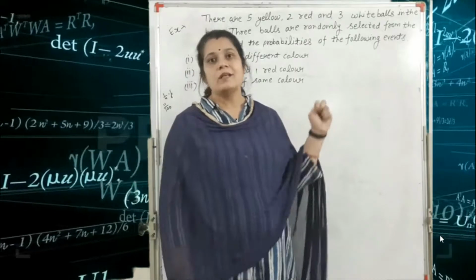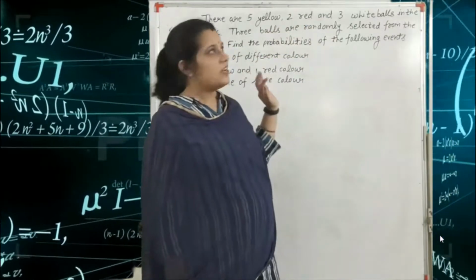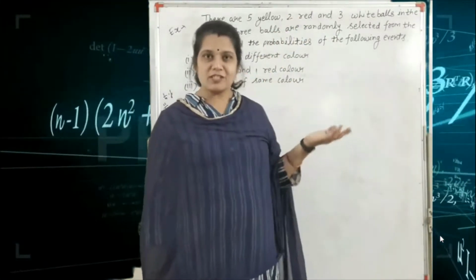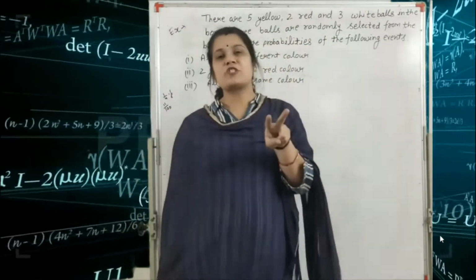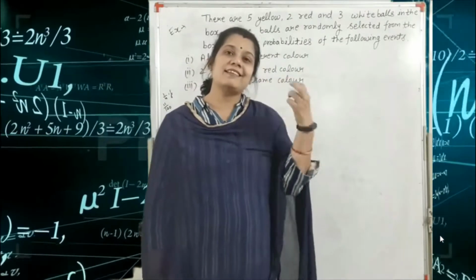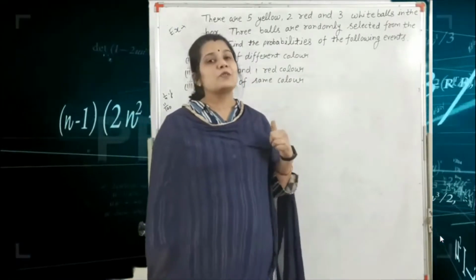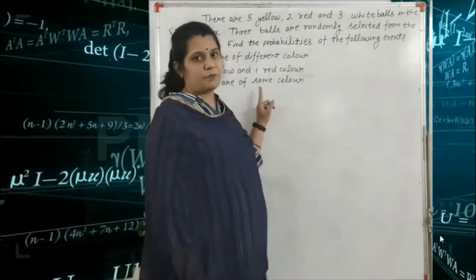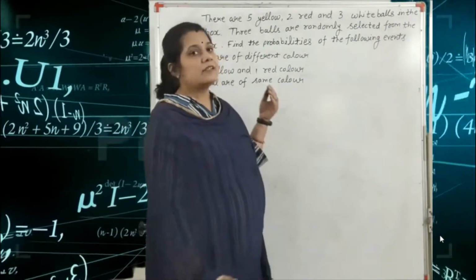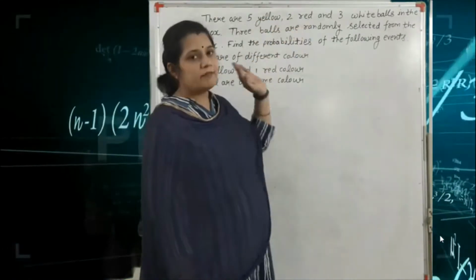That means the 3 balls may be yellow color or white color. Why can't the 3 balls be red color? Because the total red balls is 2, and here we randomly select 3 balls of the same color, so this is not possible. So in the last, we find the probability of all being of the same color.